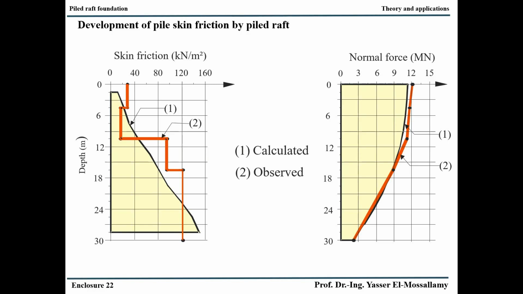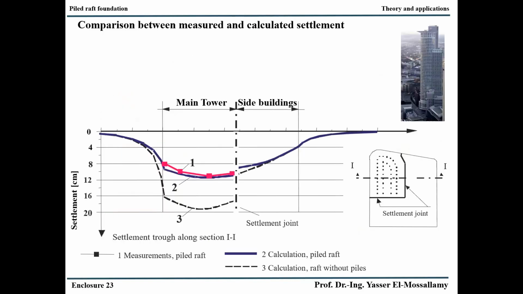Also, the ultimate skin friction, or the measured skin friction, is higher than that of a single pile due to the confinement around the pile, the increase of the confinement stresses due to the contact stresses between the raft and the soil. We should also consider here that the piles are about 28 meter and the raft is about 60 meter. Therefore, the length of the piles is smaller than the width of the raft, and hence the effect of the contact stresses between the raft and the soil is very dominant.